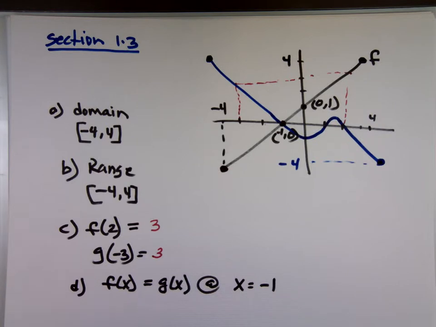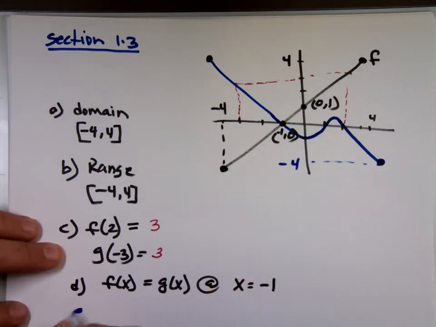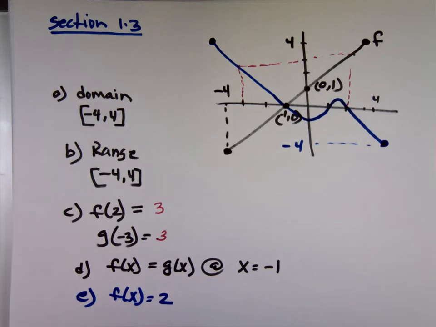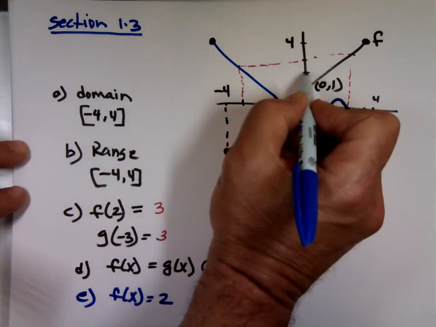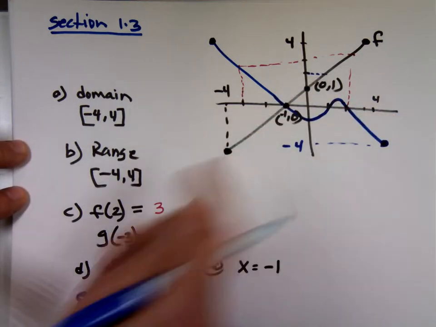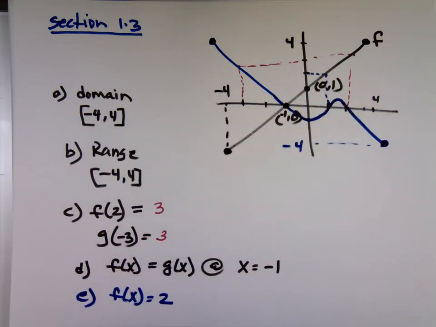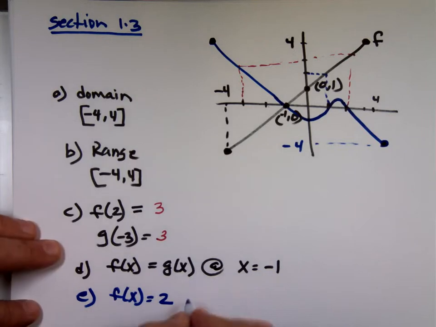Then they go estimate, because it might not be exactly. Estimate the solution of f of x equals 2. We're talking about the f function. Estimate where f of x equals 2. This is f of x equals 2 right here. That's the 2. That's the only place that crosses that. And based on my picture, that's where? 1. Looks like a 1.